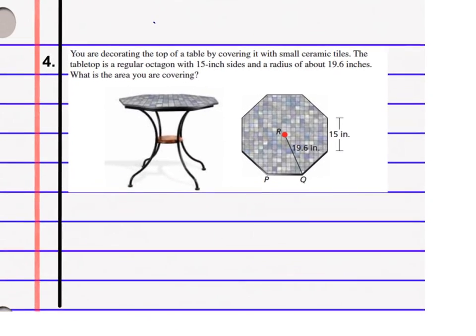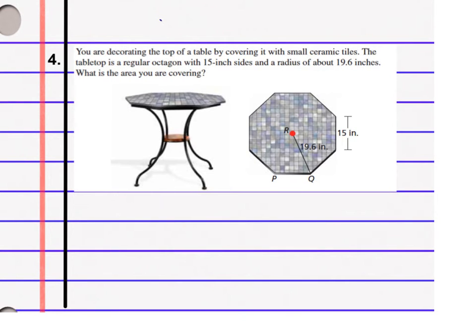All right, last example. You're decorating the top of a table by covering it with small ceramic tiles. The tabletop is a regular octagon, so 8 sides, with 15-inch sides and a radius of 19.6 inches. What is the area you're covering? So again, my goal is finding the area.